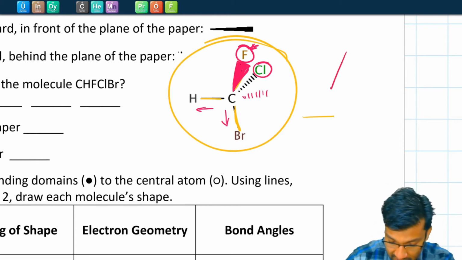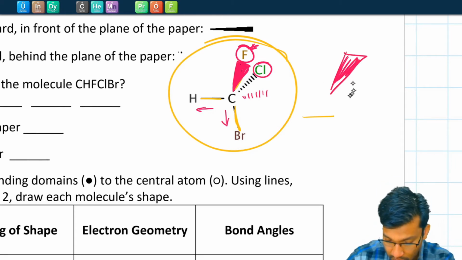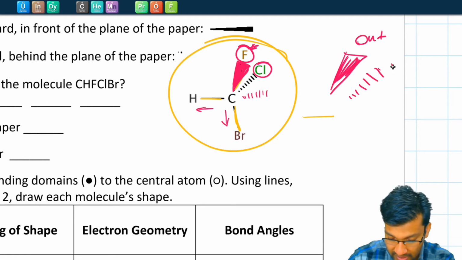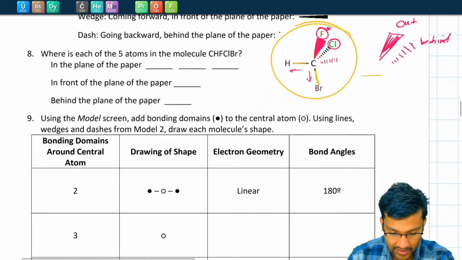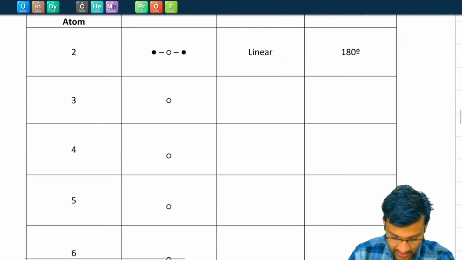All right, so that's how we represent atoms in three dimensions on a two-dimensional page. We use these triangles, either filled triangles or dashed line triangles. This means that something's sticking out of the page and something's going behind the page. We're going to use that to explore various different geometries.